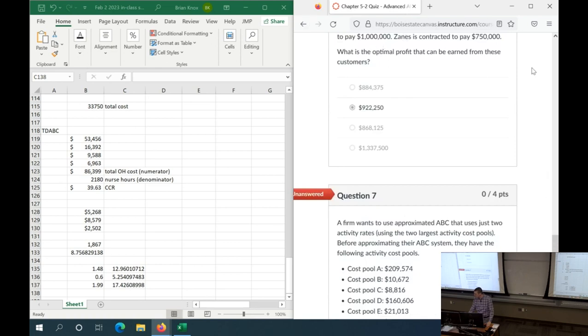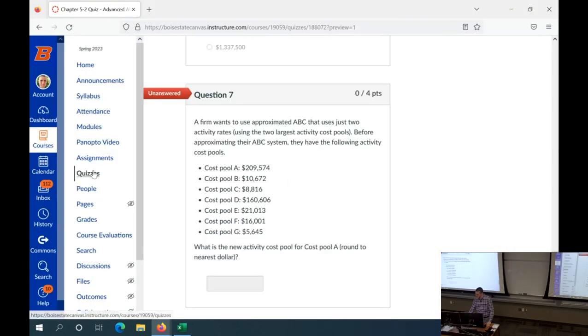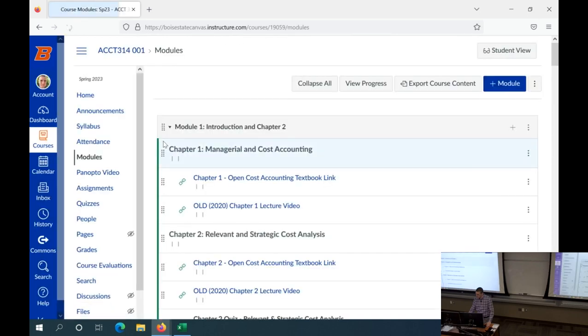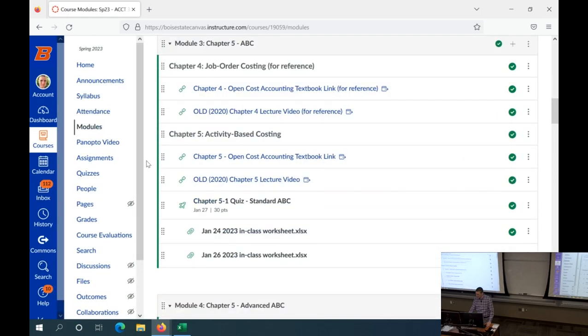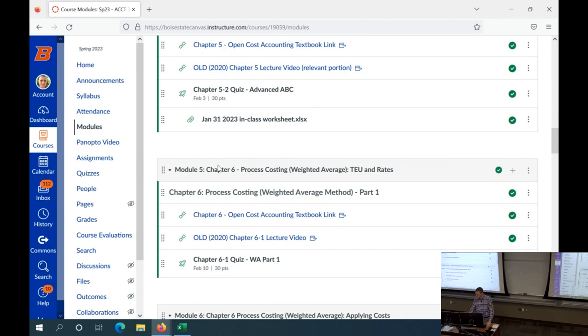All right, so let's jump into chapter 6. So next week's module is starting chapter 6, and we are breaking it up this way. There are 2 big types of process costing. There's weighted average and FIFO. And weighted average is the procedure that's simpler. We'll get into why and how much simpler later. But it's a little simpler, so we go over that first.